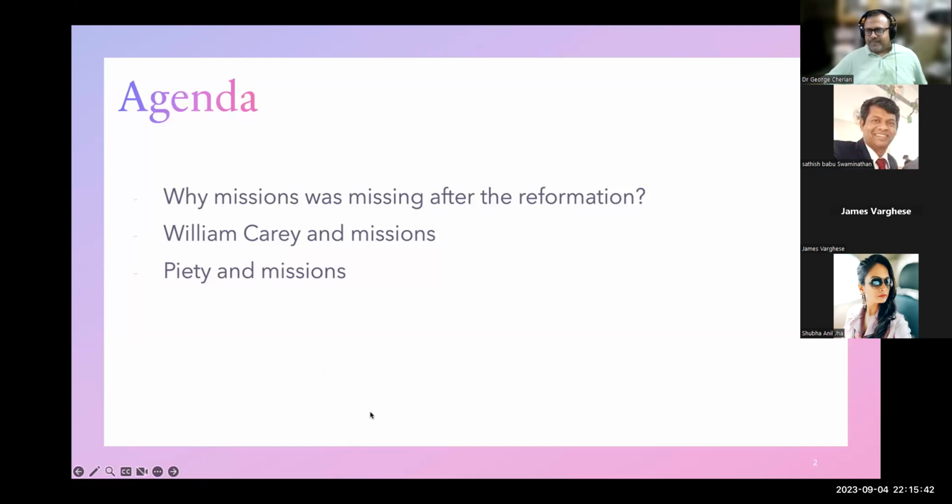Yes, Pastor, yes. Because it was more like an individualistic thing when it did even start and landed in our country, in Tamil Nadu. So we'll see that.